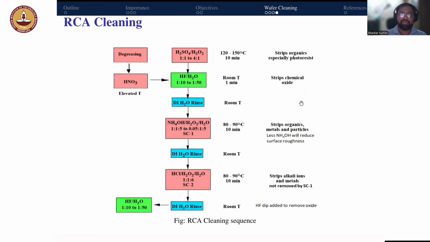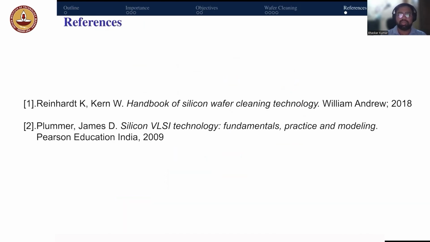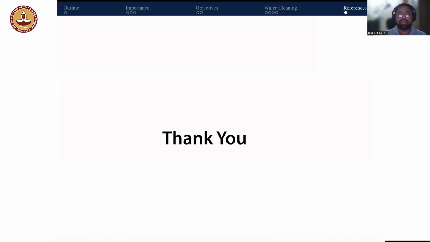If you want to delve deeper into this, I recommend this book by Kern, who is the one who developed this protocol. It's a very good book where you can learn all the intricacies of wafer cleaning used in silicon cleaning technologies. Okay, so the next video will be a hands-on video of silicon wafer cleaning.